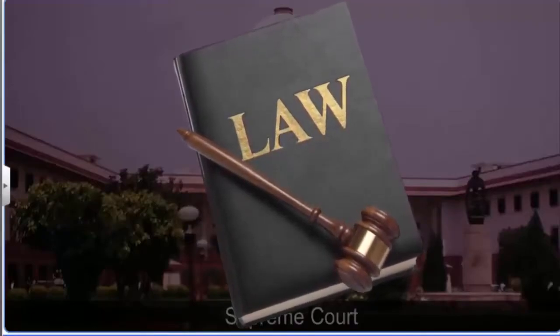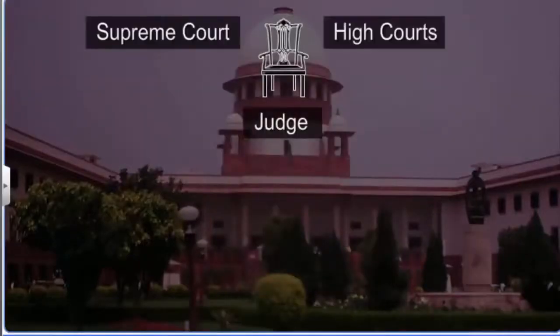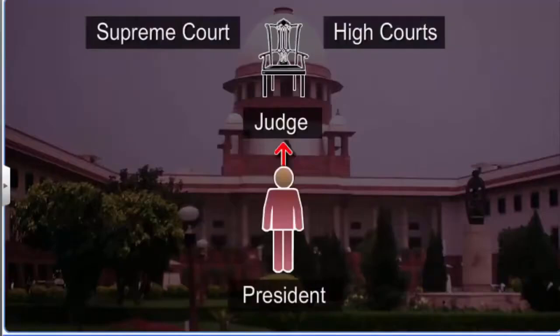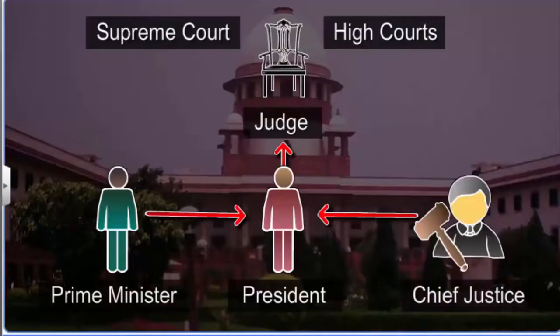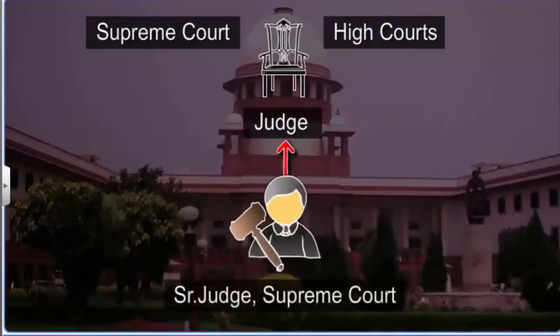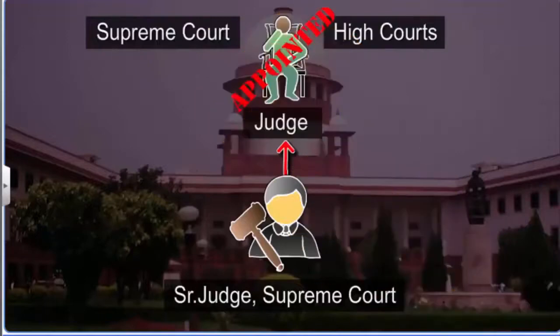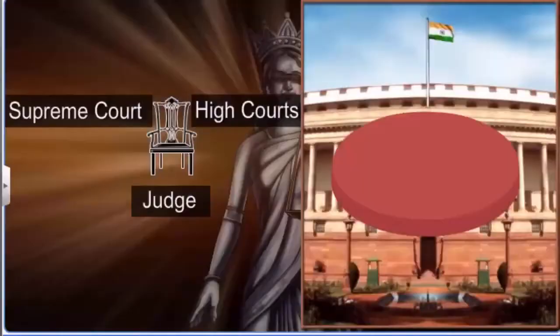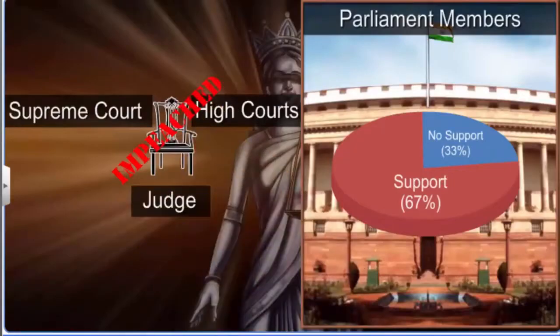The judges for the Supreme Court and High Courts are appointed by the President on the advice of the Prime Minister and in consultation with the Chief Justice of the Supreme Court. The senior judges of the Supreme Court select the new judges of the Supreme Court and the High Courts. Once appointed, it is difficult to remove a judge from his or her position. A judge can be removed only when an impeachment motion is passed separately by a two-thirds majority of members of each of the two houses of the Parliament.